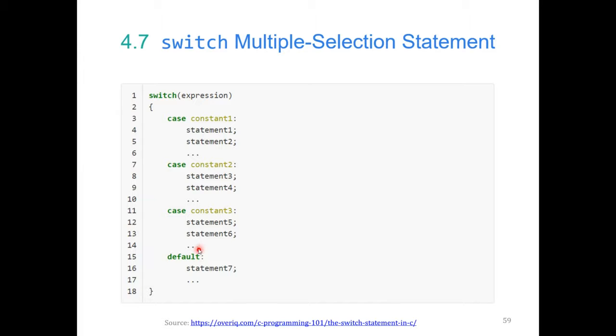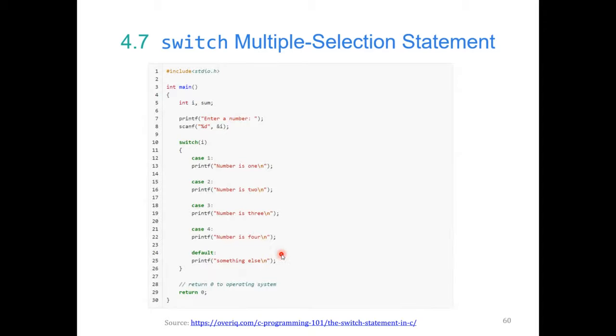And then default is for when none of the values in the cases that you have written down is observed. So let's say constant 1 was 1, this was 2, this was 3. If 1, 2, and 3 are not observed, then everything else falls into this default. Then you go into the default body and execute whatever statements you have. So let's look at an example.